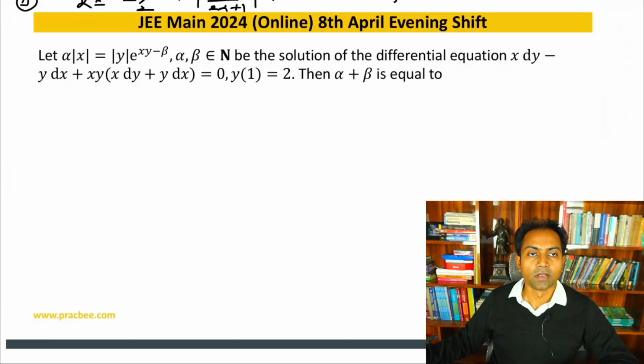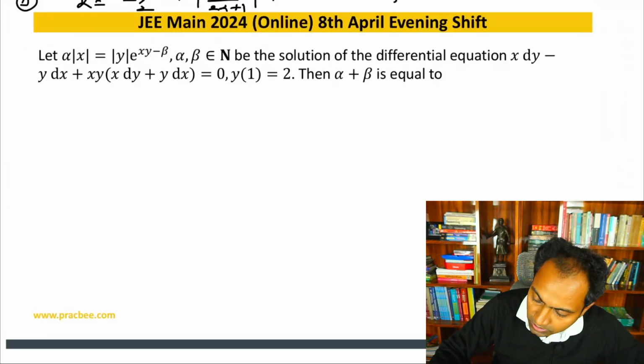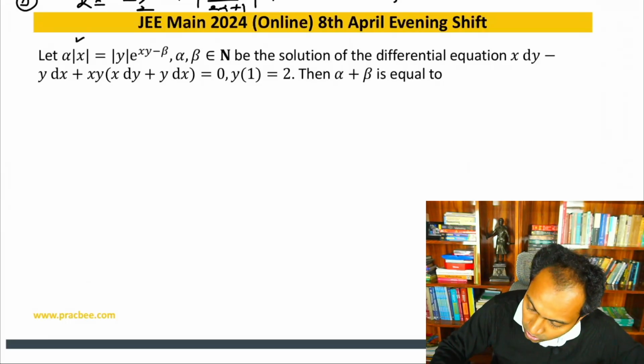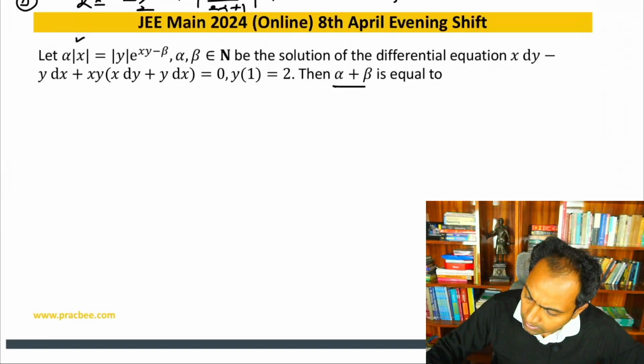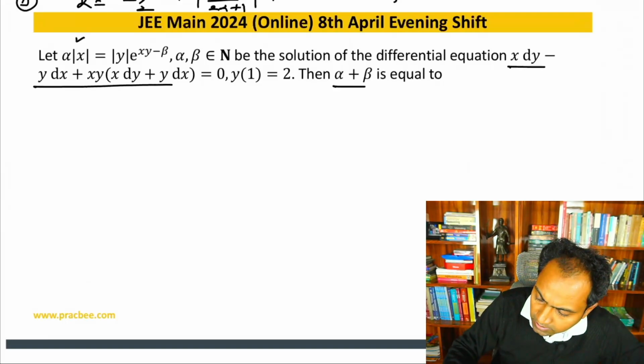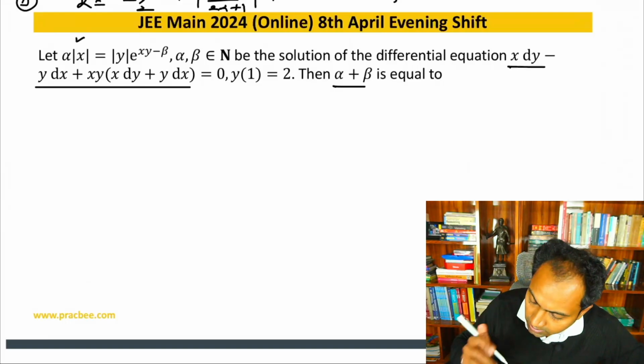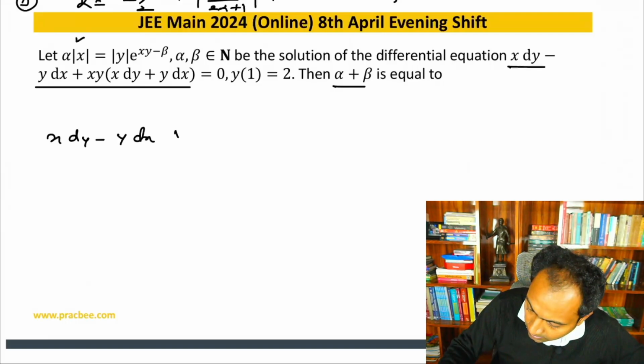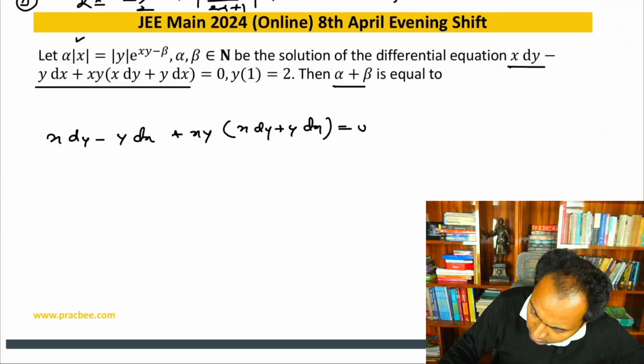A matches. If I look into this next 2024 question, the solution is already given to us, and they want us to find the value of alpha plus beta. We have been given the differential equation like this. So again, we are going to observe that x dy minus y dx is given, and then you have xy into x dy plus y dx. So all the usual suspects are there, x dy plus y dx.